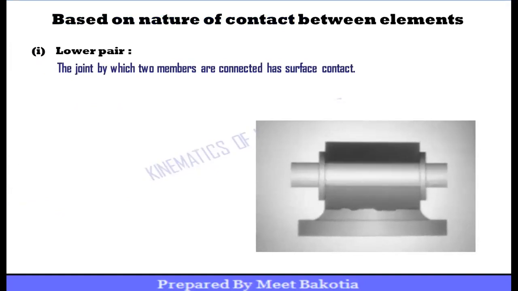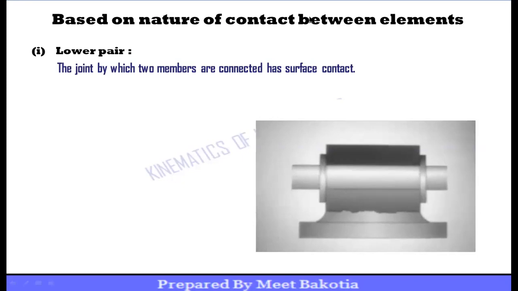Now, what is the lower pair? A pair of links having surface or area contact between them is known as the lower pair. So I can say that when two links, let me call this link number 1 and this link number 2, have surface contact, you can see this whole surface of theirs is in contact with each other, and when the relative motion takes place, it is called the lower pair. So I would like to again define it: when the two links have surface contact and their relative motion takes place, it is a lower pair.